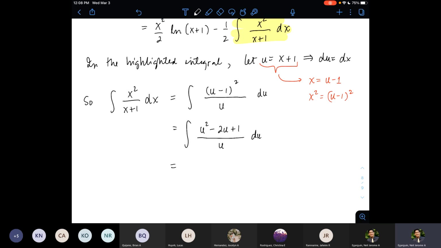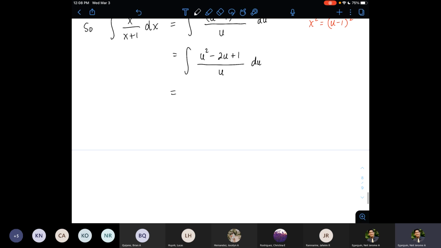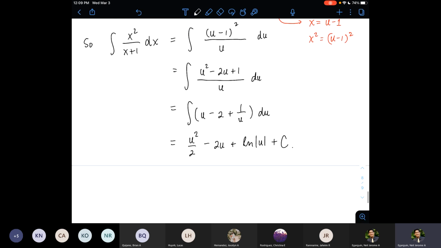And this is what I was referring to earlier. When the denominator is a monomial, you can divide all terms in the numerator by that monomial denominator. So we will simply be integrating u squared divided by u, that's u, minus 2u divided by u, that's 2, plus 1 over u du. Good? And now we can easily integrate this. This is u squared over 2 minus 2u plus ln of absolute value of u plus c. And this is what the integral of x squared over x plus 1 dx is.